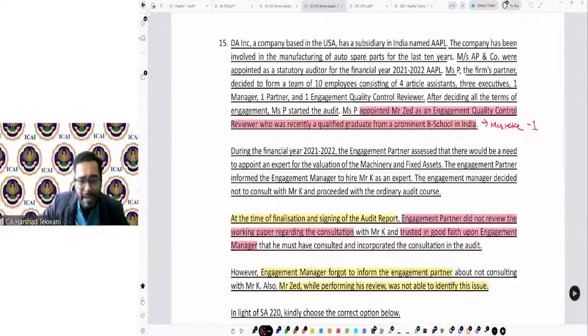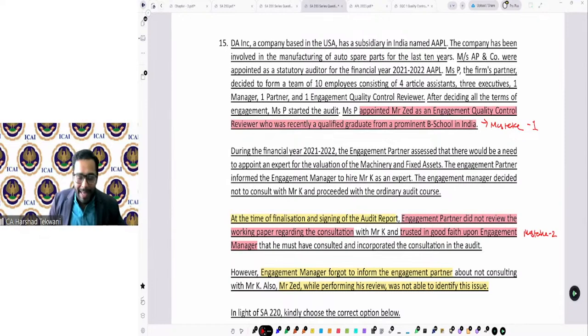Mistake one and mistake two. Based on all these two issues, I could say that yes, engagement partner is responsible for this miss. And if I have to write the answer, I will. How will I write the answer?